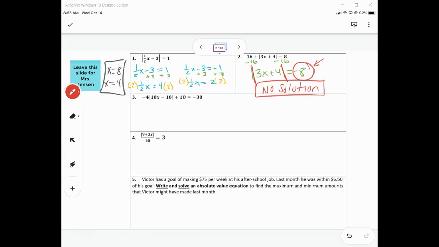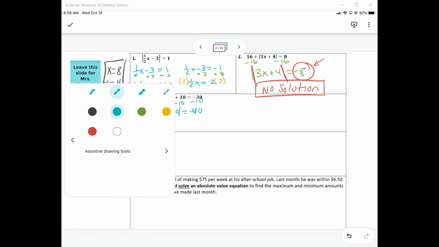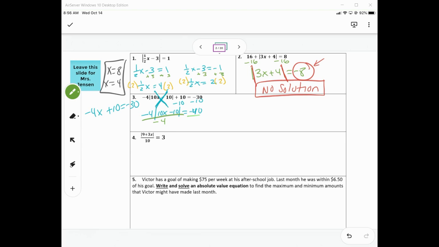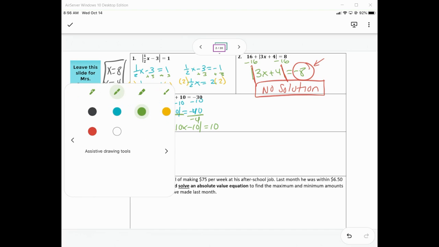With number 3, our first step would be to isolate the absolute value. If you think of the absolute value as one big variable, and think of it like a 2-step equation, our first step would be to subtract 10 from both sides. And then divide both sides by -4 because we're multiplying by -4.